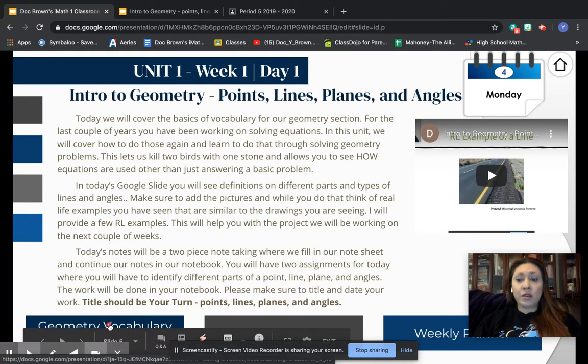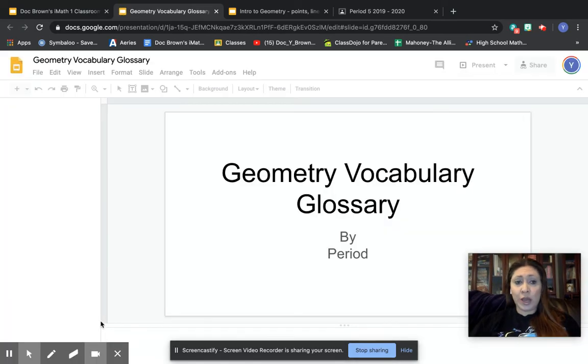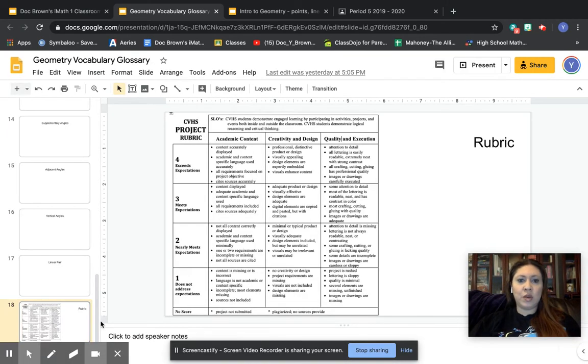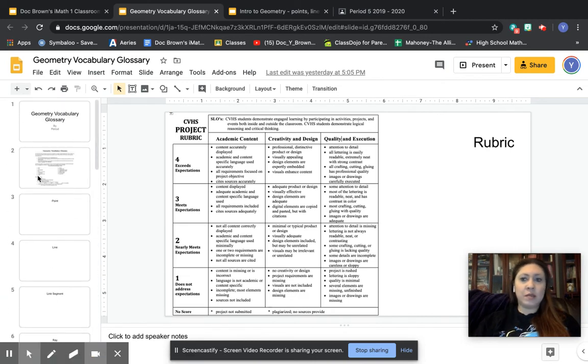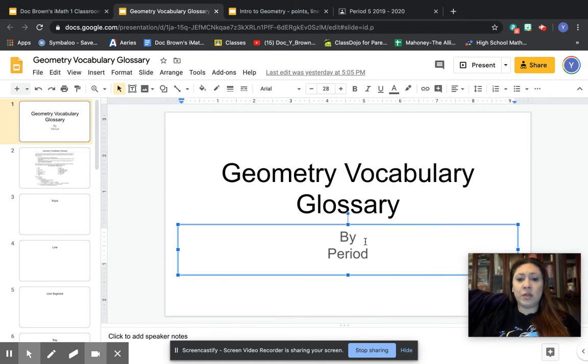For the vocabulary, you're going to click on the vocabulary, and this is a major project that you're going to have basically the entire unit to do. The faster you guys get it done, the better it is. So here's the geometry vocabulary glossary. You're going to put your name. You're going to put the period.